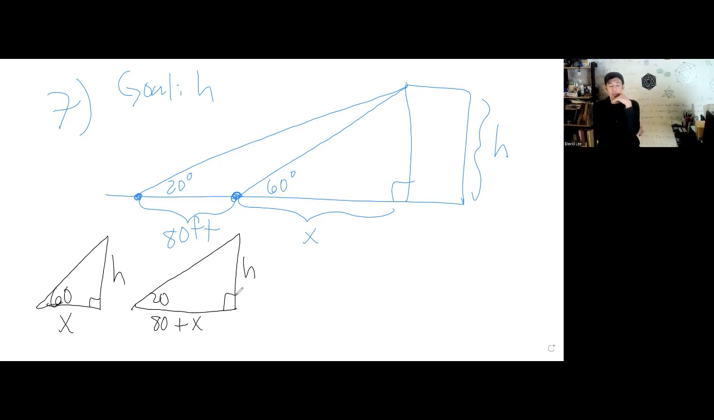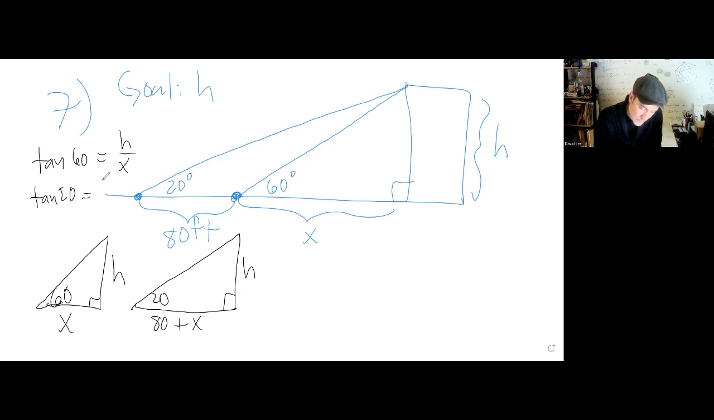So how about we go like this? I got two triangles. I have the adjacent and the opposite. And the goal is H. Let's go tangent, both triangles, both angles, 60 and the 20. So over here, tangent of 60, tangent is SOHCAHTOA, opposite over adjacent. And the other triangle would say tangent of 20 equals H over 80 plus X.